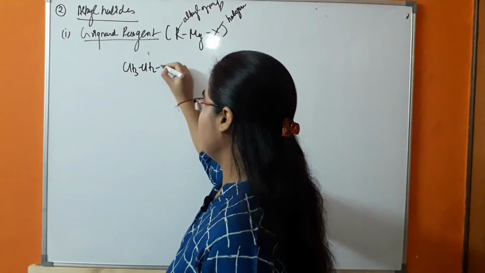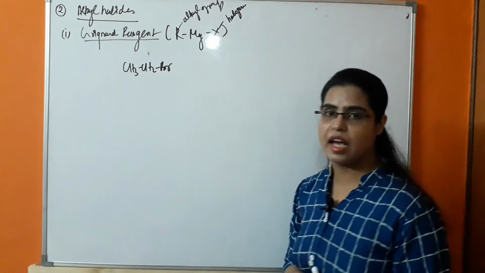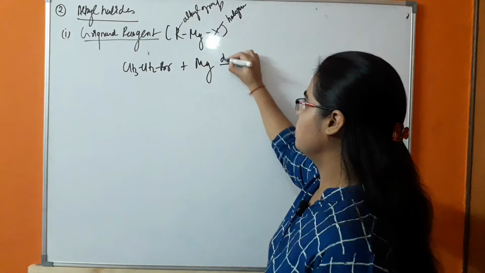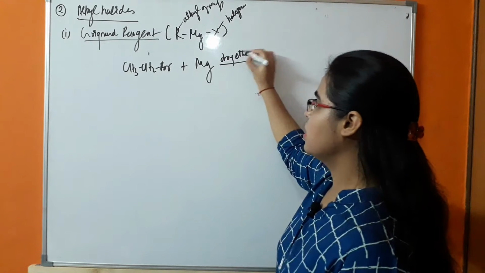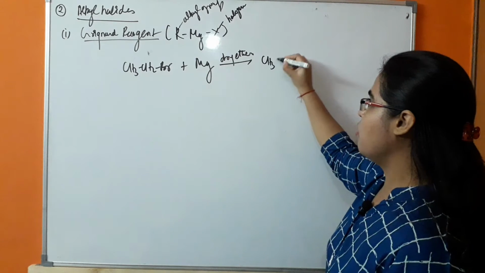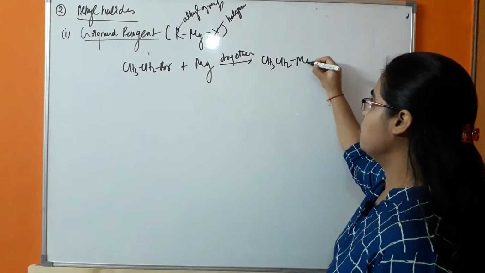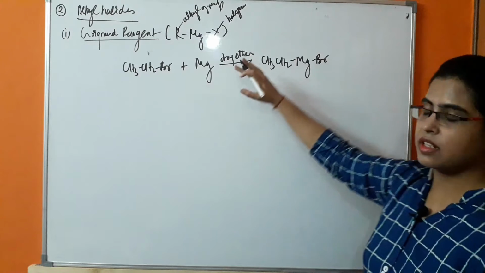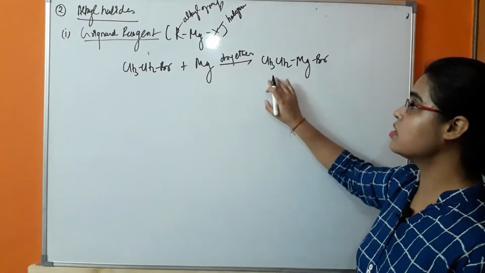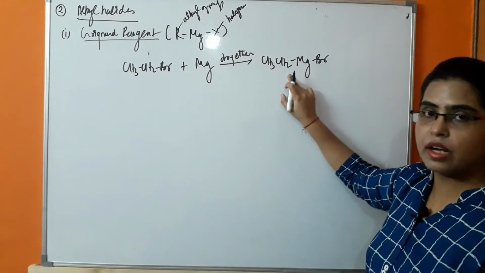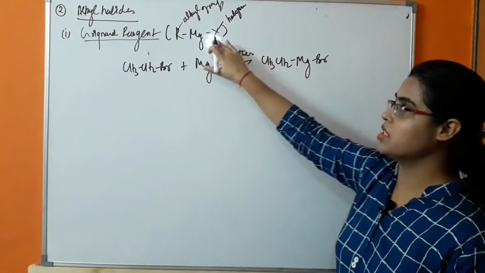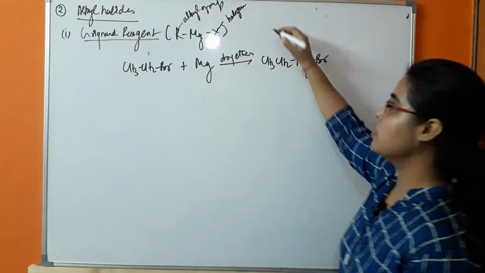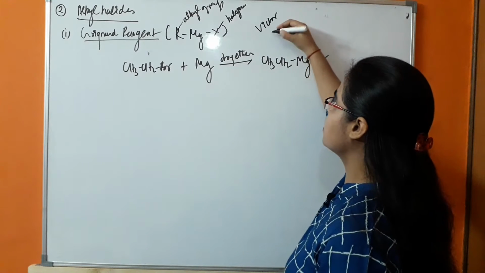So let's see how the preparation will take place. If an alkyl halide, for example ethyl bromide, is taken in the presence of magnesium and dry ether, then there will be formation of CH3 CH2 MgBr. This is known as Grignard reagent. In this, R represents the ethyl group and bromine represents X. This Grignard reagent is named after the scientist Victor Grignard.